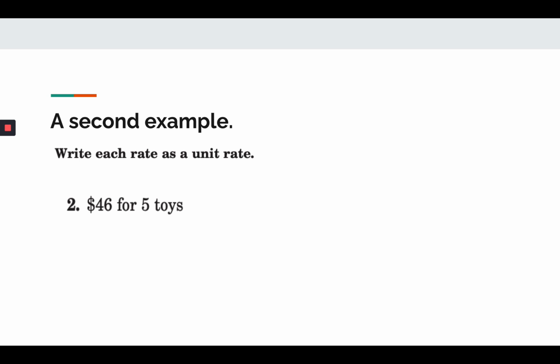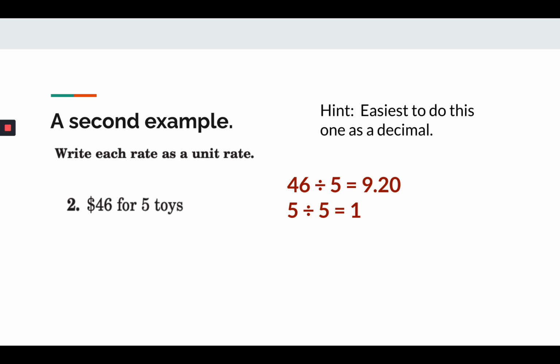Okay, this is a good time to pause your video if you want to try and solve this on your own. And I'm going to go through it in just a sec. All right. So the easiest way to do this one is as a decimal. Again, you need to get it over 1, so I divide both the top of the ratio, $46, by 5, and I divide the bottom of the ratio, 5 toys, by 5. That's going to guarantee that I'm going to get a 1 at the bottom of my ratio. 46 divided by 5 is $9.20. So my answer is $9.20 for each 1 toy.